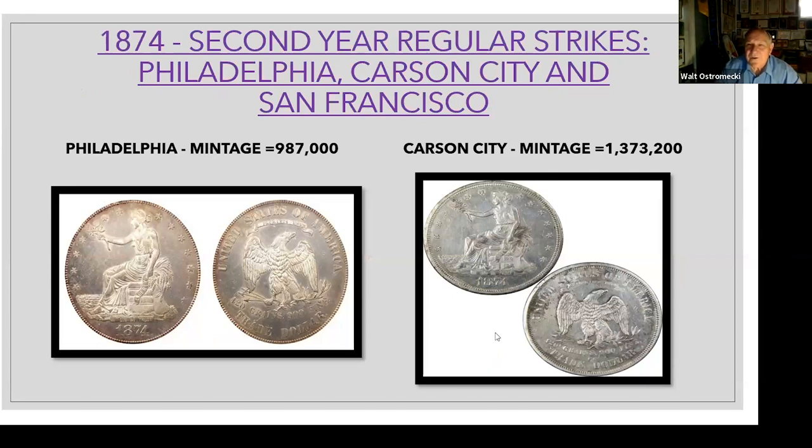1874, the second year of issue, and I'm not going to go through all of them, but I'm going to give you an opportunity to see them a little bit later on. But the second year of strikes, Philadelphia, Carson City, and San Francisco. And the Philadelphia mintage, again, 987,000. Another beautiful one, but again, the Carson City had one of the largest mintages of 1,300. Nice, but I still love those Carson City. Somehow they just look different.